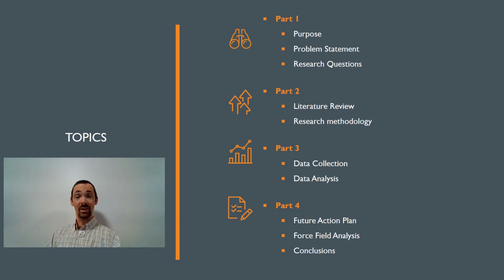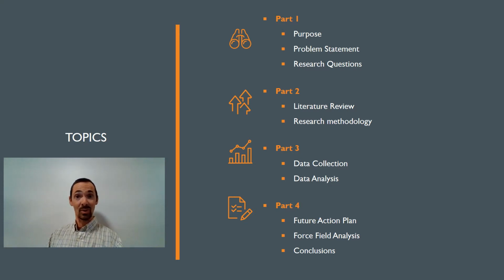For those of you that don't know about an action research plan, it's usually broken down into about 4 steps, and I'm going to briefly walk you through those in case you're unfamiliar. Part 1, of course, starts off with a purpose. You then roll into a problem statement, and then that delves into the research questions.